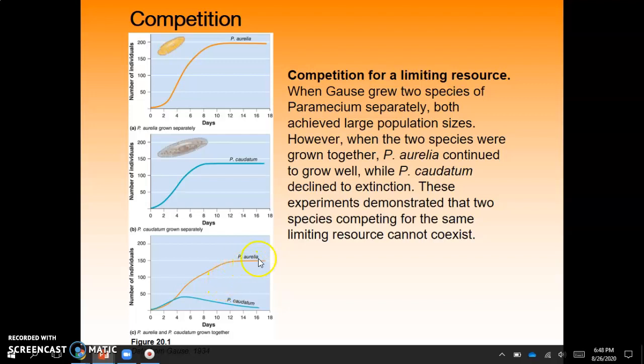So in this case, the P. aurelia maybe had something that gave it an advantage so that it could consume, and it was the better competitor, so it outconsumed this little guy down here and drove them to extinction.